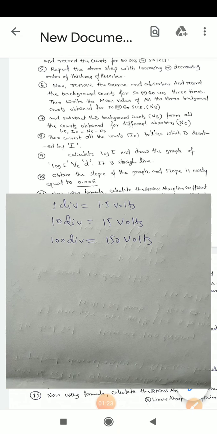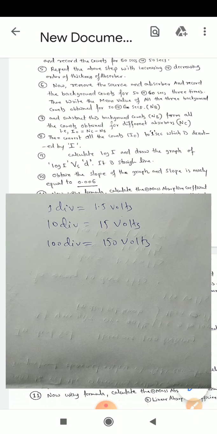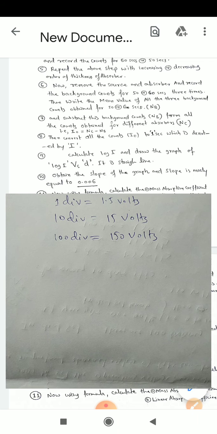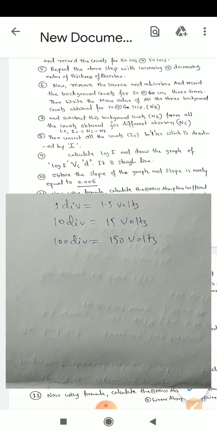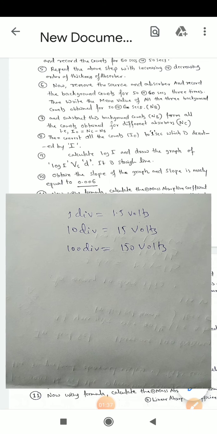Here I have written that 1 division equals 1.5 volts, 10 divisions equal 15 volts, and 100 divisions equal 150 volts. So this is how you have to calculate and set the operating voltage in the Geiger counting system.